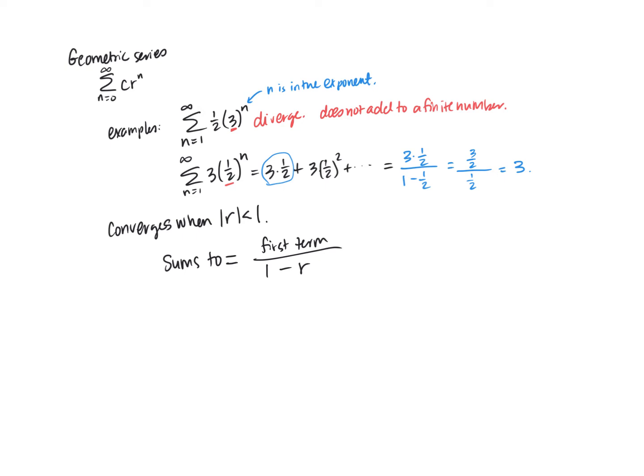So those partial sums, if I added up the sequence of partial sums, they would get closer and closer to the number 3. So that's a geometric series. They're pretty easy to spot, pretty easy to sum. So you can look for those.